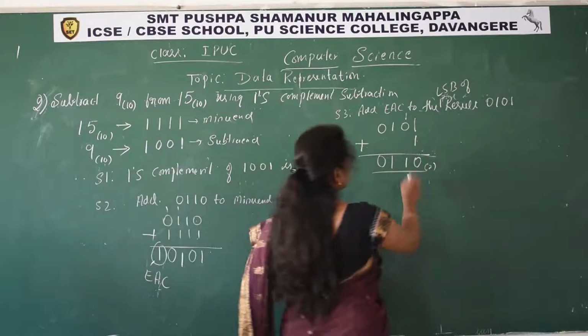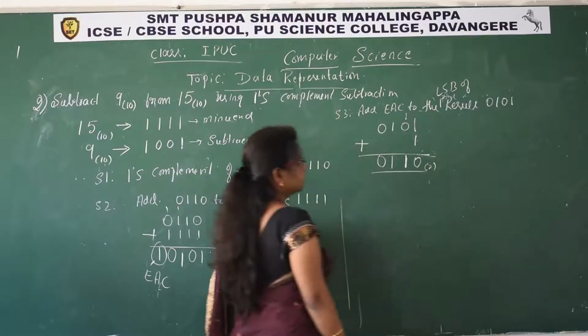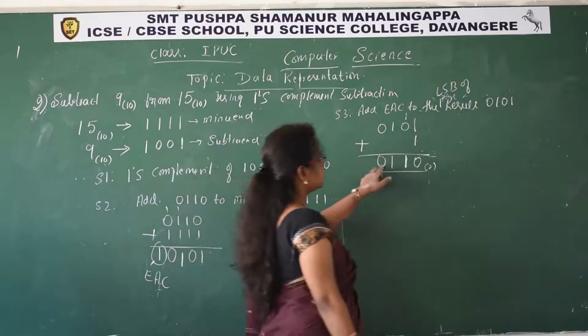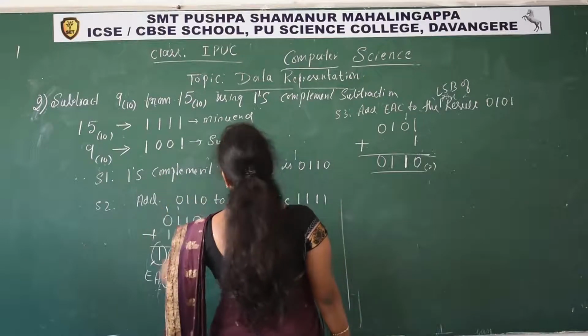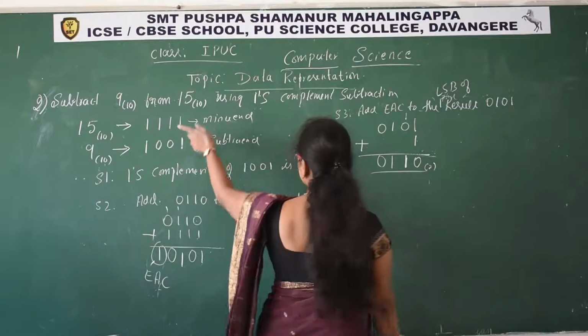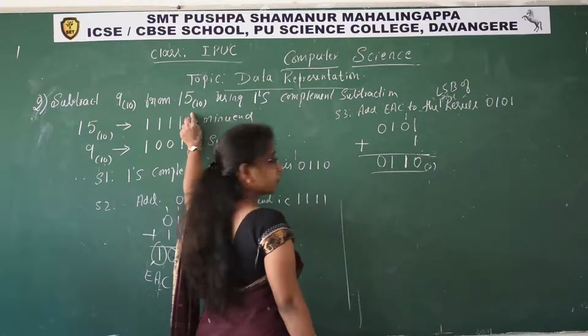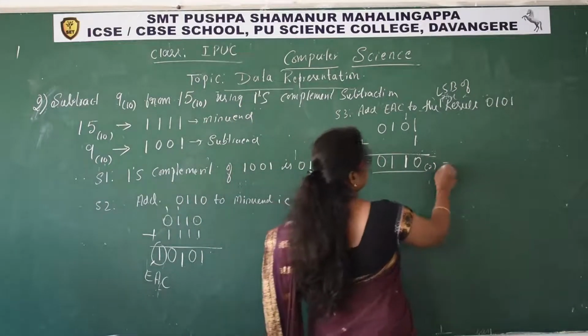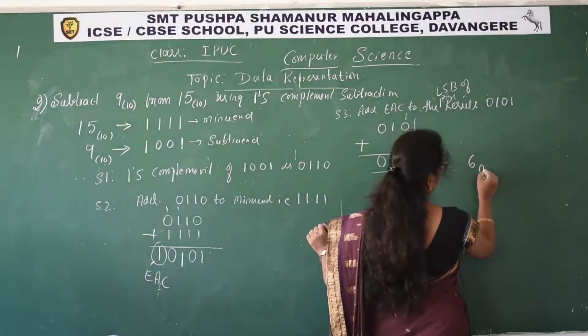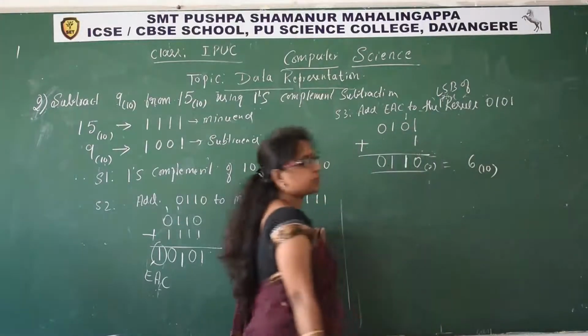What is the value here? 4 plus 2, 6. 6 is the answer. 15 minus 9 is 6. The question is in decimal format, so while writing the result you have to convert it into decimal: 6 base 10. You should not forget to convert.